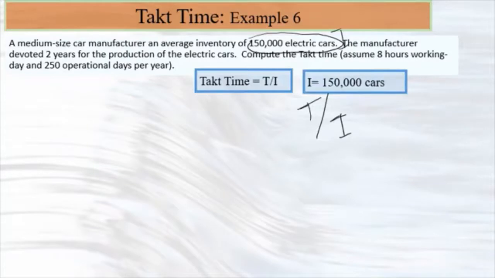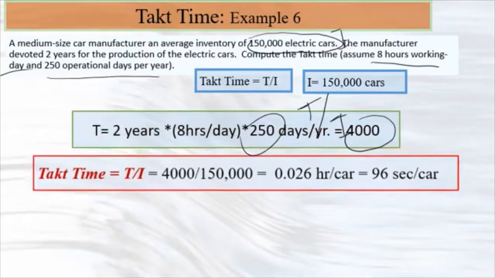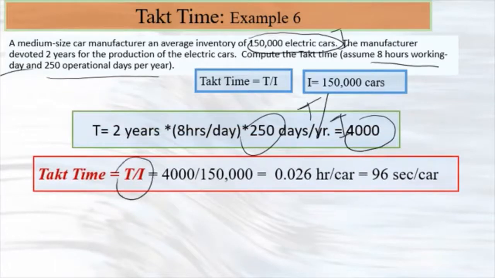So we have an inventory of 150,000 cars. That's how much they told us the inventory is. And the time is, they're telling us the duration is 2 years. So we know that there's 8 hours per day, and we know there's 250 operational days per year. So we could get the overall T, which is 4,000. And then takt time would be T over I, which is 4,000 over 150,000, which is 0.026 hours per car or 96 seconds per car.